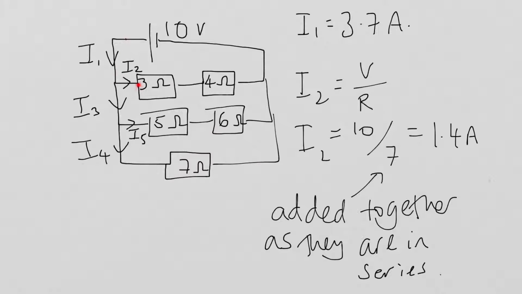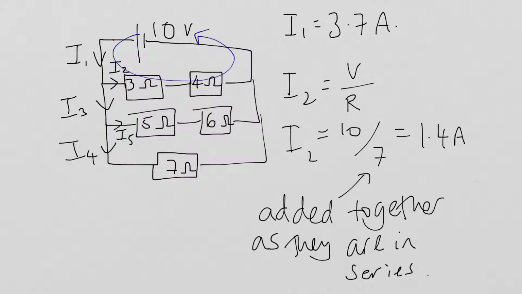The next step might be to find I2. Now the current flowing through for I2 is going through these two resistors, so we know that the total there is 7. The voltage in that same loop is still 10, so we've got 10 over 7, voltage 10, total resistance in that loop is 7, so that gives us 1.4 amps.